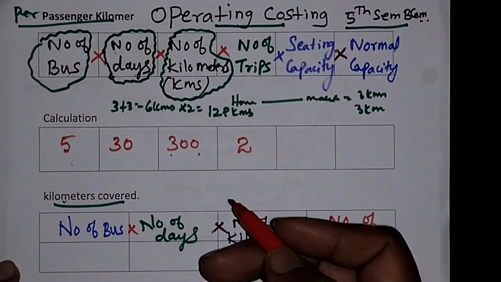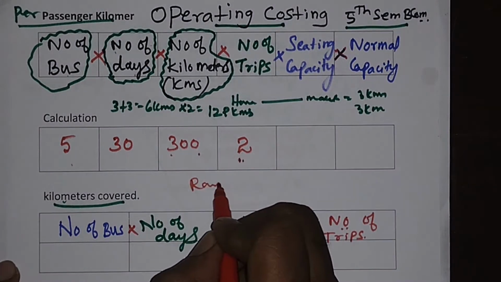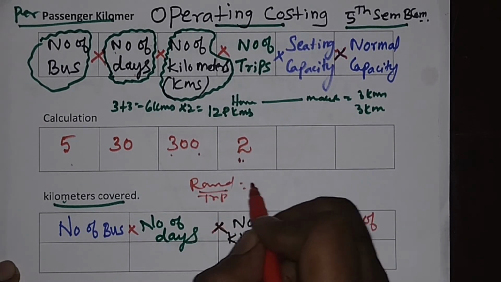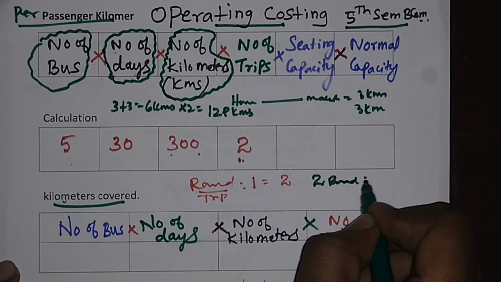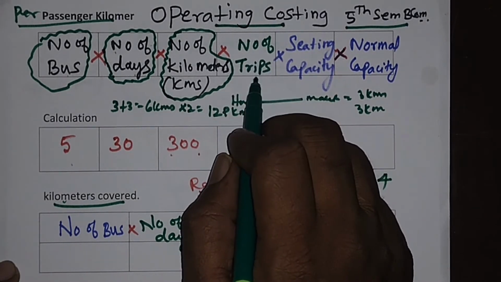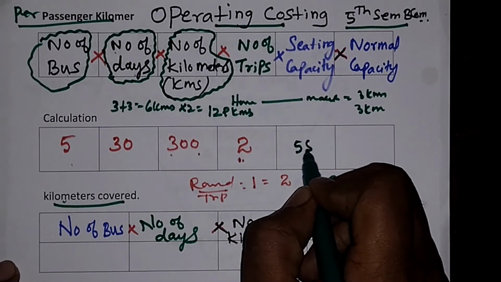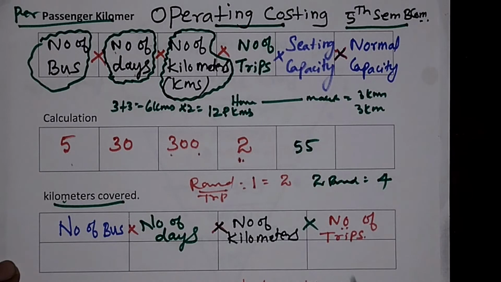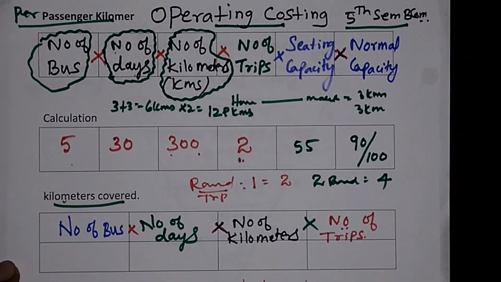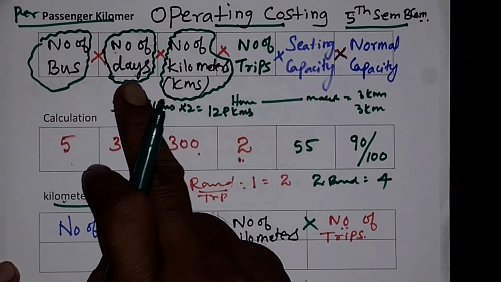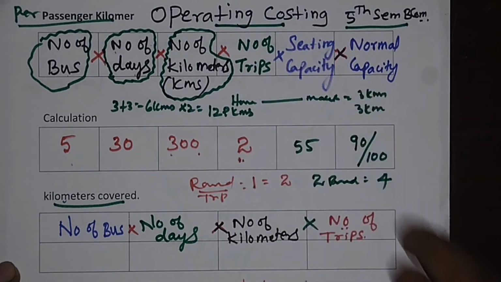If I give one round trip, it means 2. One round trip means 2 trips. Round is different from trip. If I give one round, you should take it as 2. If I give 2 rounds, you should take it as 4 trips. Here the number of trips is given directly, 2 trips. Seating capacity 55, and normal capacity, because we cannot always expect all 55 to go, I'll take it as 90%. Clear? So number of buses into number of days into number of kilometers into number of trips into seating capacity into normal capacity.